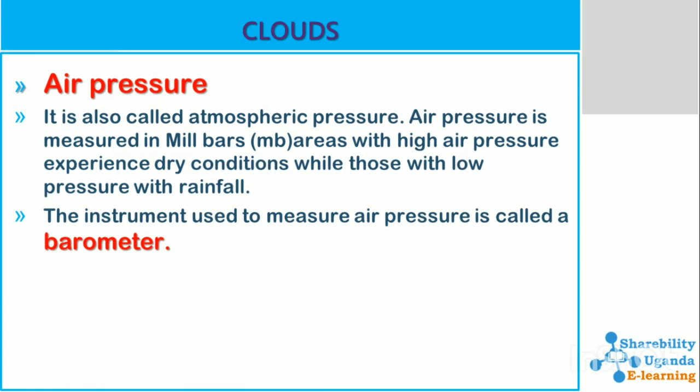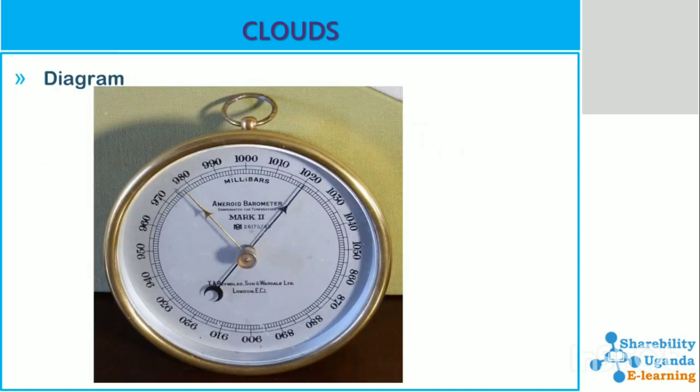We can look at air pressure, which is also called atmospheric pressure. Air pressure is measured in millibars. So when you want to understand the amount of atmospheric pressure in a region or in a certain area, you may need an instrument called a barometer, and it will give you figures in units of millibars. That is what we call atmospheric pressure. This is what we call the barometer, the instrument used to measure atmospheric pressure or air pressure.